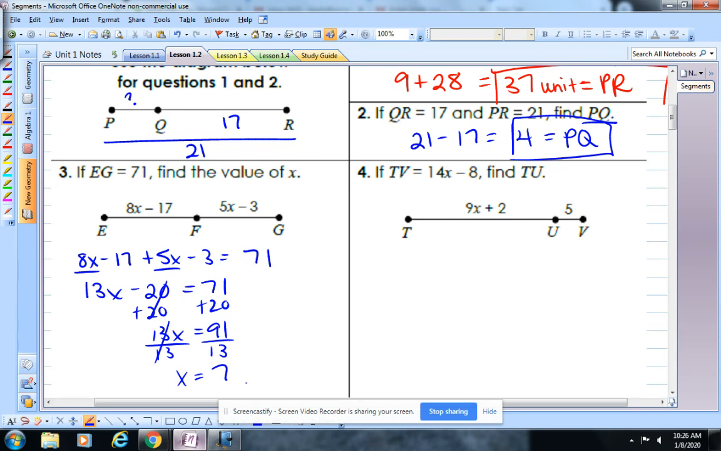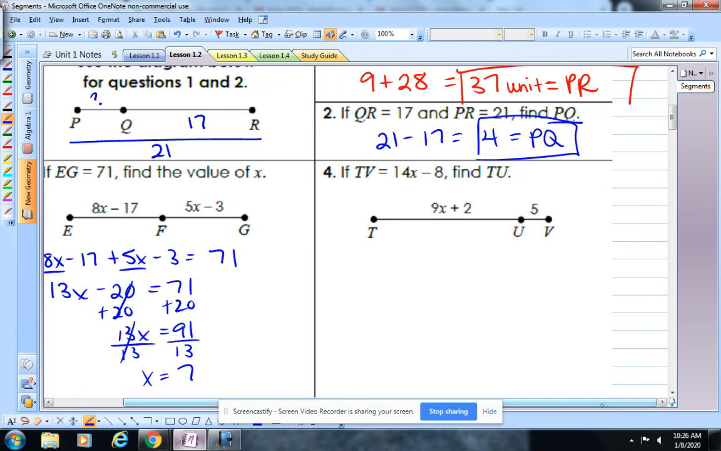Now, it asked me to find the value of x. What if they wanted me to find the length of FG? How would I do that? Yeah, plug 7 in right here. 5 times 7 is 35, minus 3 is 32. Right? And I can do the same thing with EF. So sometimes it'll ask you to find x and then just stop. And then sometimes it'll ask you to go back and find the length of one of the segments. So you just plug in what you got for x into that expression. Does that make sense? Okay.